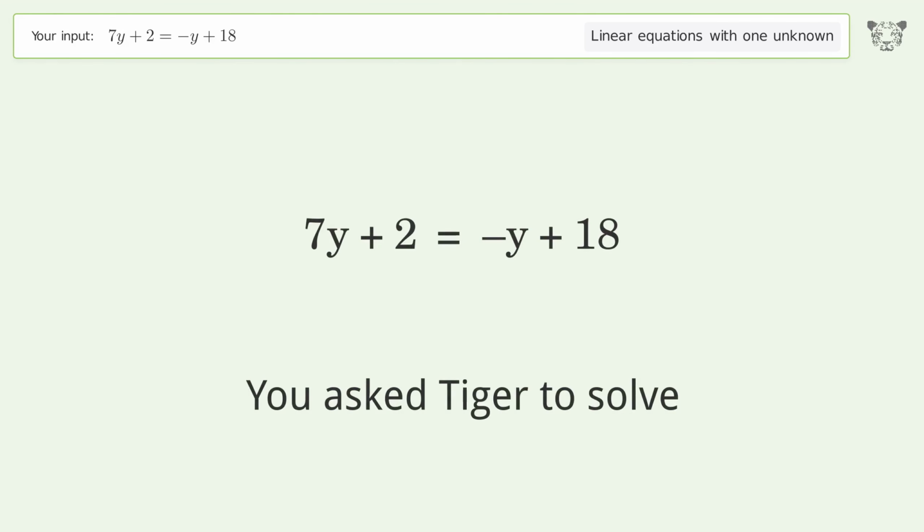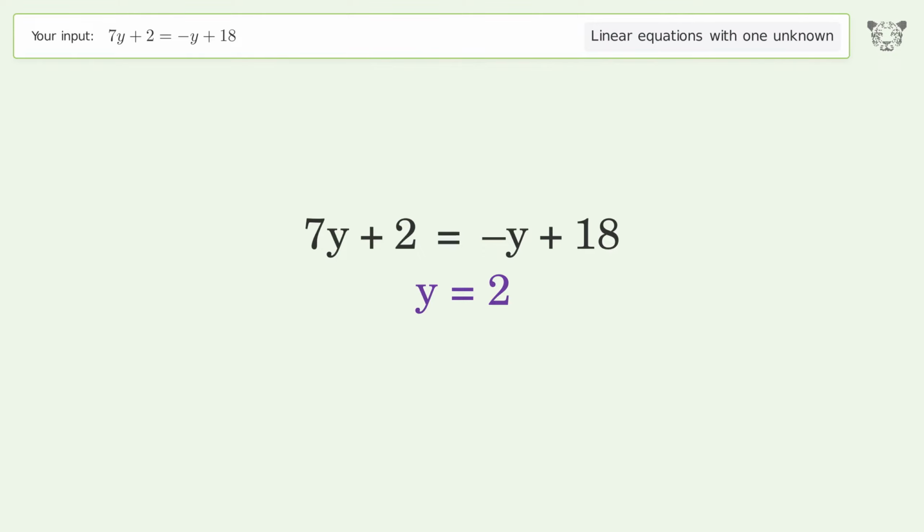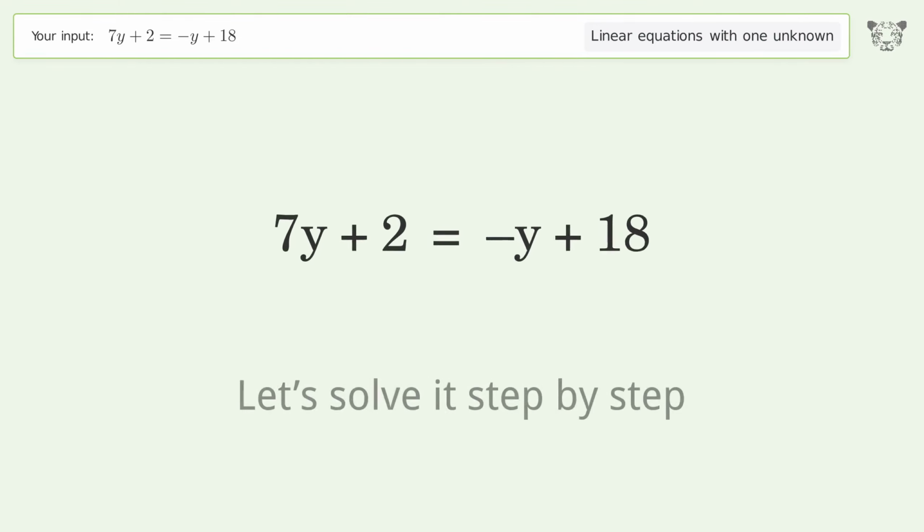You ask Tiger to solve. This deals with linear equations with one unknown. The final result is y=2. Let's solve it step by step.